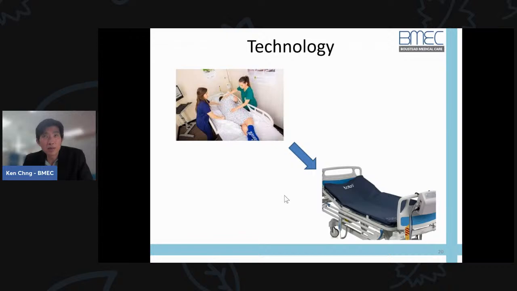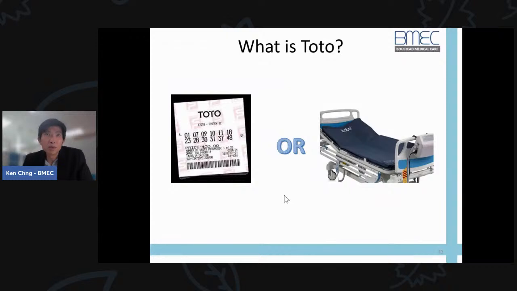There is a technology called Toto. Toto is a lateral turning device. Is it the Singapore Pools Toto? No, it's not. It's a lateral turning device on the right-hand side. I will show you the video. Let me stop sharing this, and I'll jump onto the video.